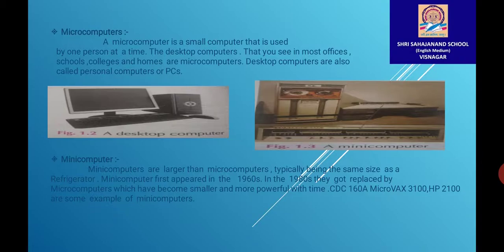Now next one is minicomputers. Minicomputers are larger than microcomputers, typically being the same size as a refrigerator. Minicomputers first appeared in the 1960s. In the 1980s, they got replaced by microcomputers, which have become smaller and more powerful with time. CDC 160A, Micro VAX 3100, HP 2100 are examples of minicomputers.